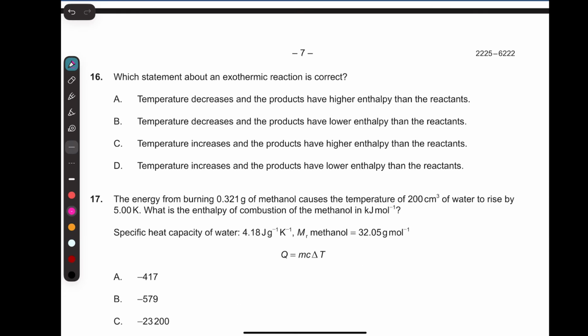The statement about an exothermic reaction is correct. So in an exothermic reaction, heat is lost by the reaction to the surroundings.